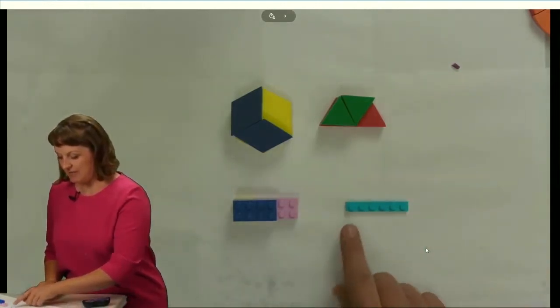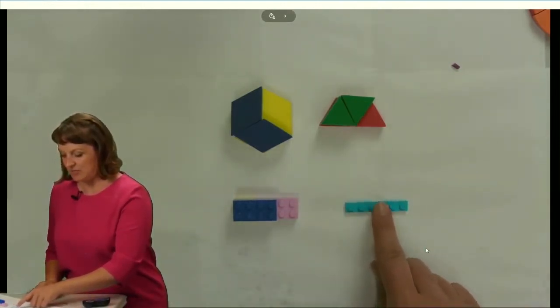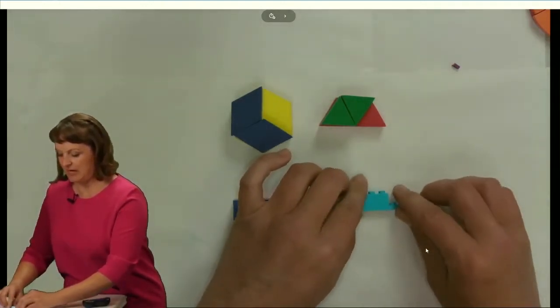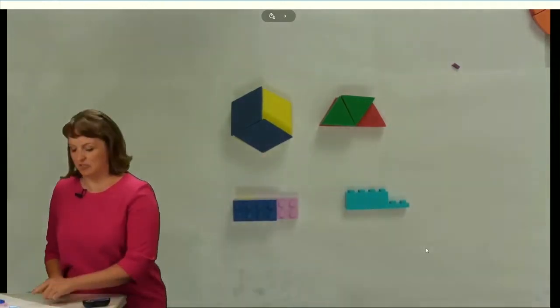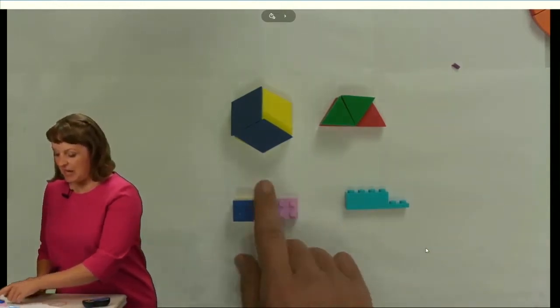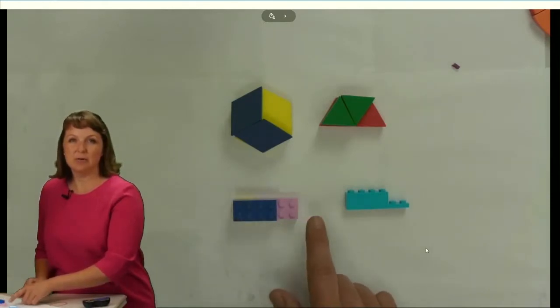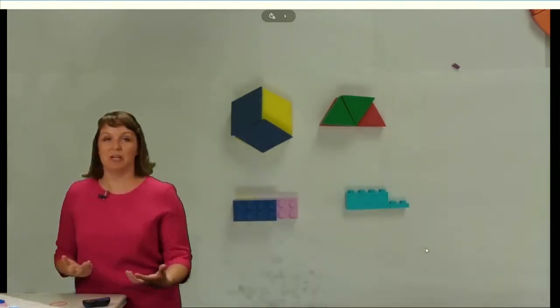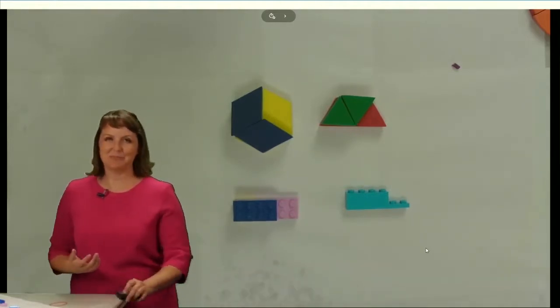I could also have this stick that's broken into 1, 2, 3 equal parts. And I could put this turquoise piece on top. I'll kind of show it to the side like that to show the fraction 2/3. So it's an area that can be broken into equal parts. And that's what I can use to show the area model of fractions.